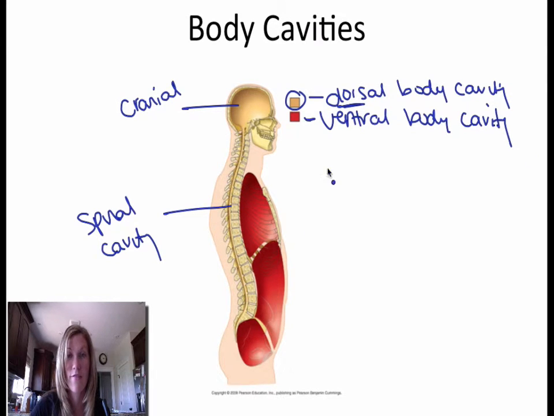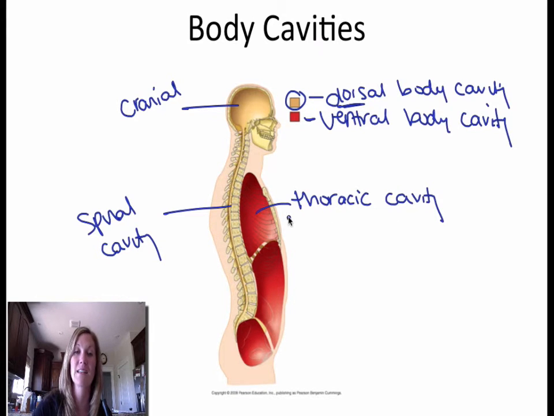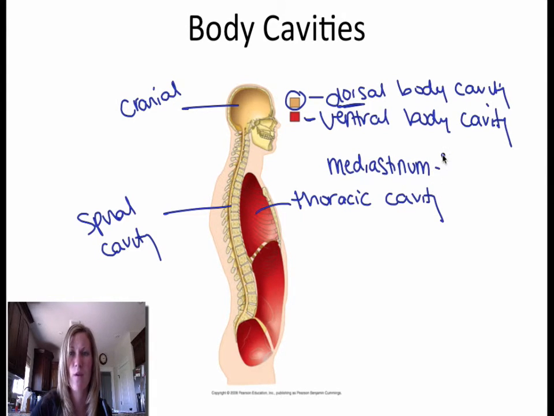Okay. The ventral body cavity is divided into a couple of specific cavities. So here we have the thoracic cavity. If we had a better view of it, the thoracic cavity can actually be divided by a mediastinum. Let me write that down. Okay, mediastinum is going to separate the left and right lungs within the thoracic cavity. The thoracic cavity is separated from the abdominal cavity by this right here, which is the diaphragm.